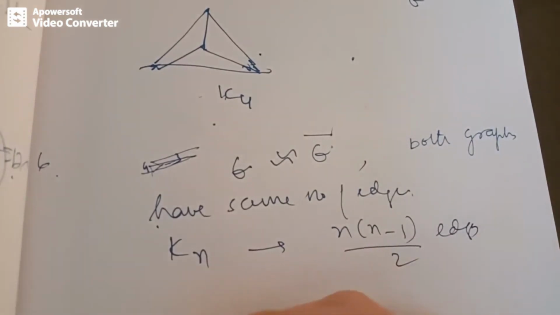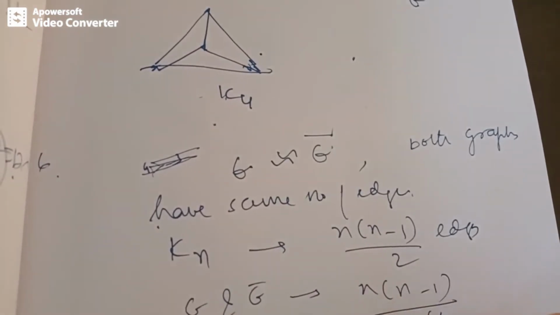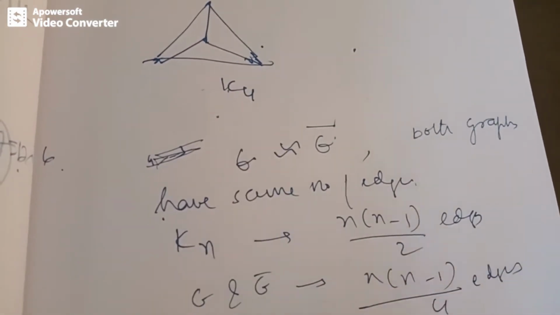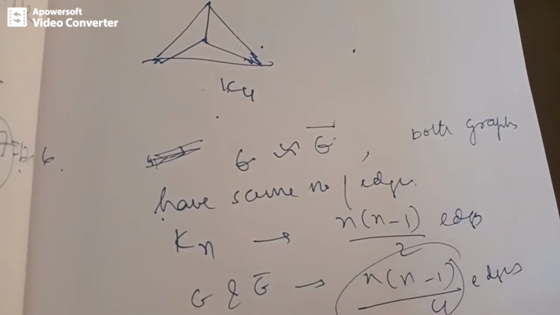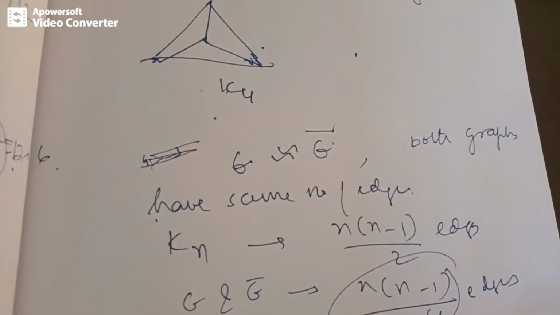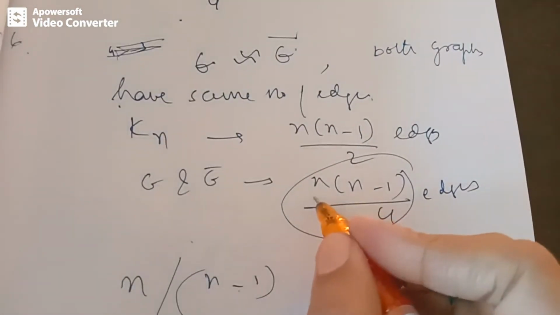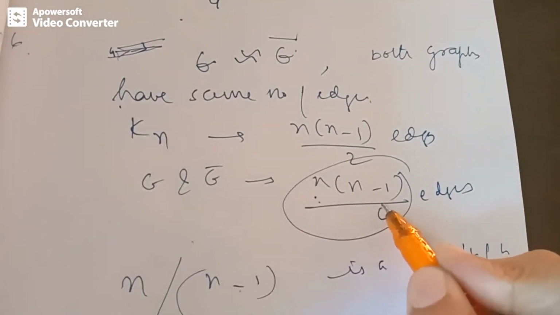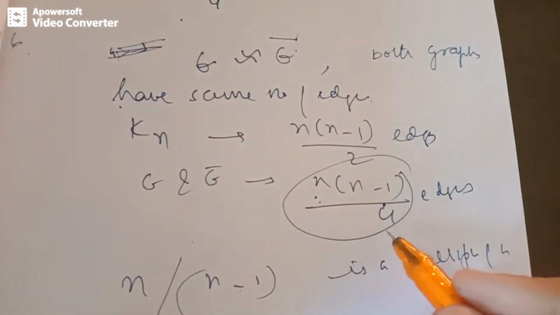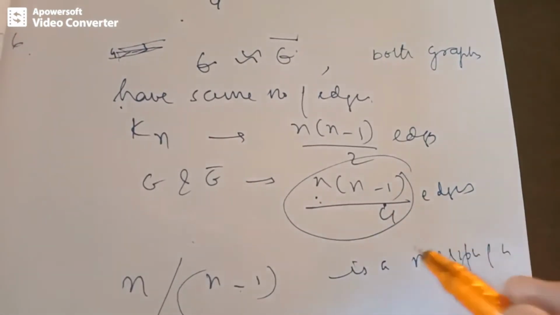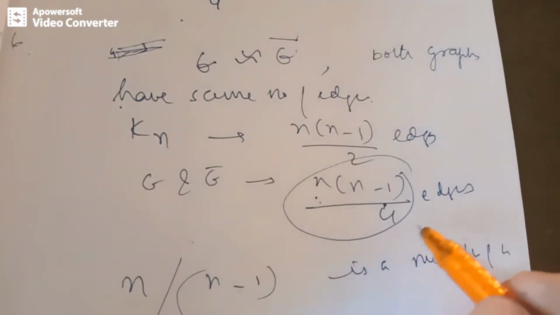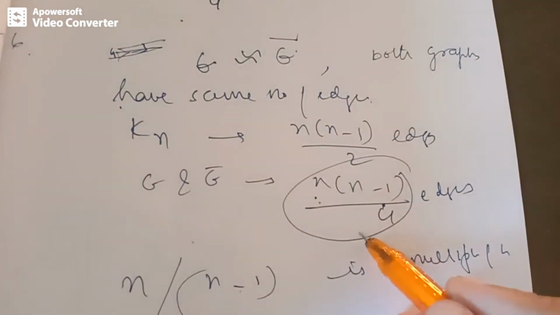So what about the individual graphs G and G complement? Each will have n into n minus 1 by 4 edges, right? And this must be a positive integer, correct? That means that n or n minus 1 is a multiple of 4. If you take the value of n as 4, we get 4 into 3, which is divisible by 4, that is, 12 is divisible by 4, or 4 divides 12 correctly. So therefore we get a positive integer.